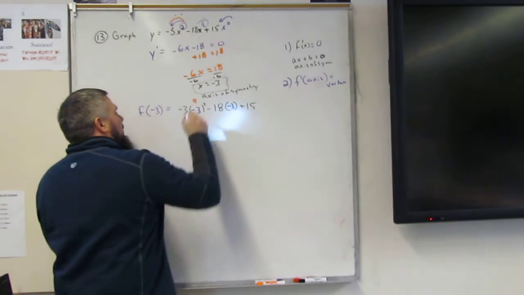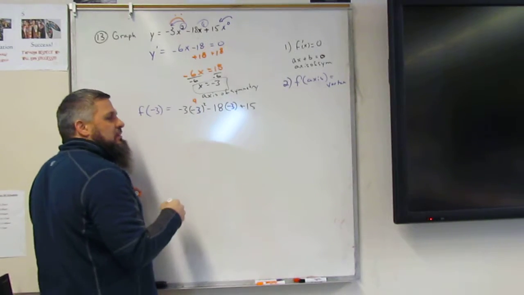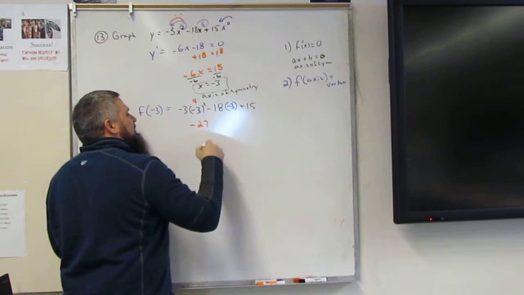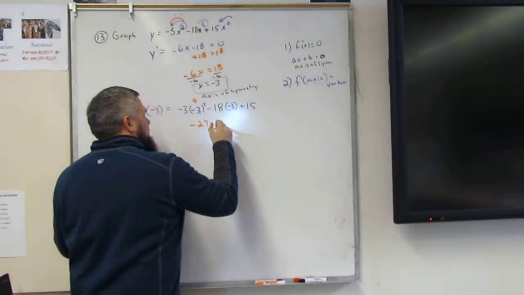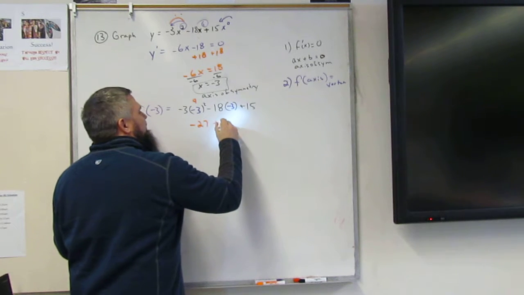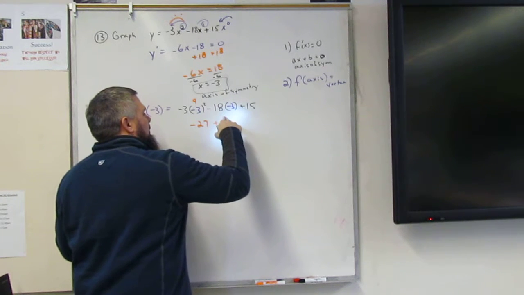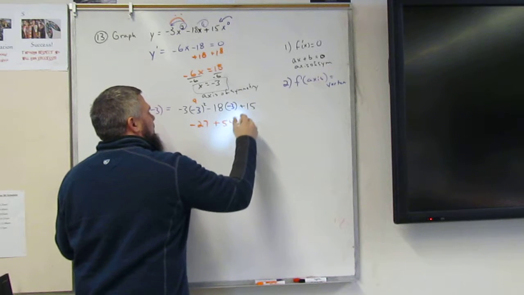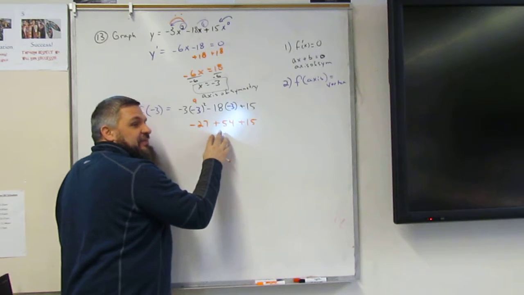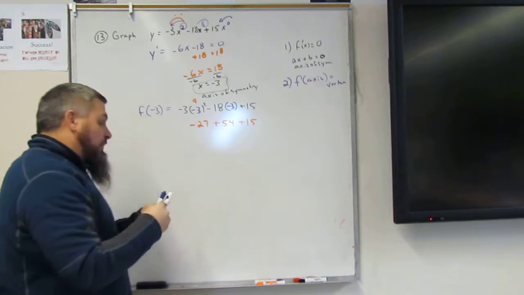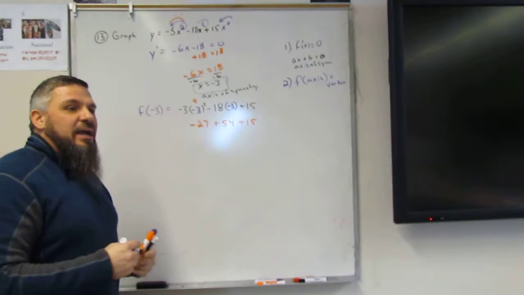9 times negative 3? Negative 27. Negative 3 times negative 18? Positive 54. Good. Plus 15. Are these halves? One of them is half of the other, right? So we know we're on the right track.